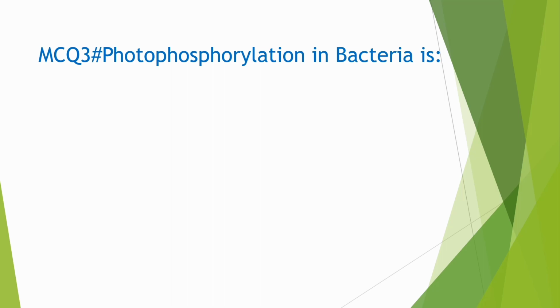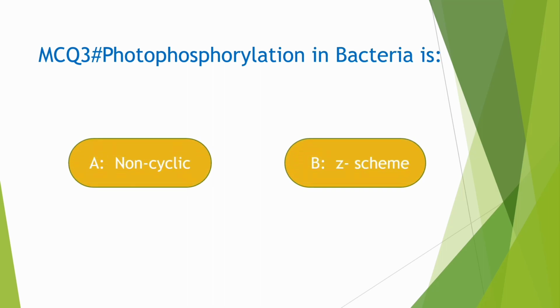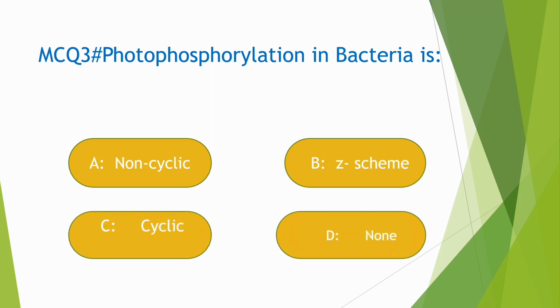Photophosphorylation in bacteria is option A. Non-cyclic, B. Z-scheme, C. Cyclic, D. None. Correct option is C. Cyclic.